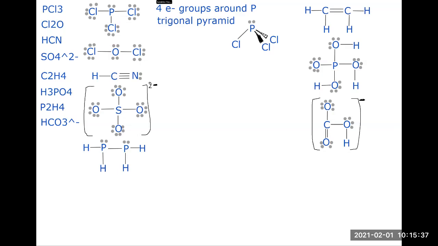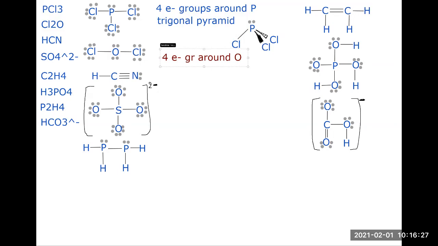So that's for PCl3. Let's do Cl2O. You see Cl2O here. So the central atom is oxygen. So let's count the number of electron groups around oxygen. And let me change color so we can differentiate here. So oxygen is the central atom. It has 2 single bonds around it and 2 lone pairs. So again, 4 electron groups around oxygen. Each single bond counts for 1 and each lone pair counts for 1. So we have 4 electron groups around oxygen.